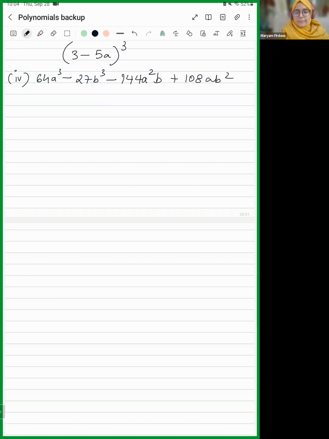Ma'am, 64a cube will be 4a whole cube. Okay, good, Abdul Jabbar. Then 27b cube will be 3b cube, 3b whole cube. Abdul Jabbar, try the next part of this question.